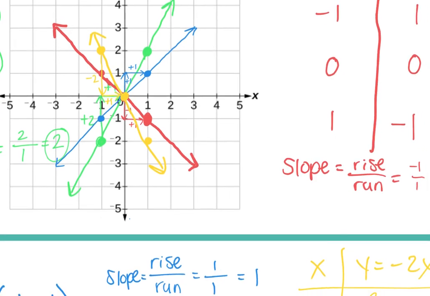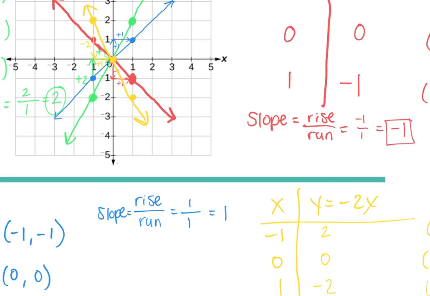So our slope is going to be rise over run of the yellow one, which is -2 over +1, which simplifies to? Brooke, help me out. -2. Excellent.